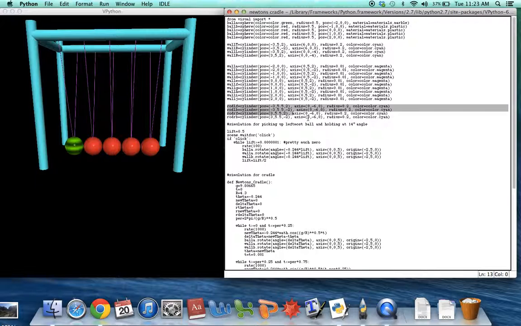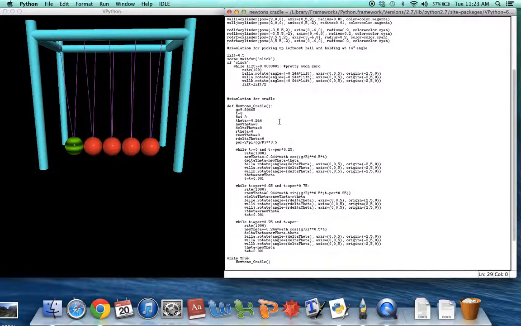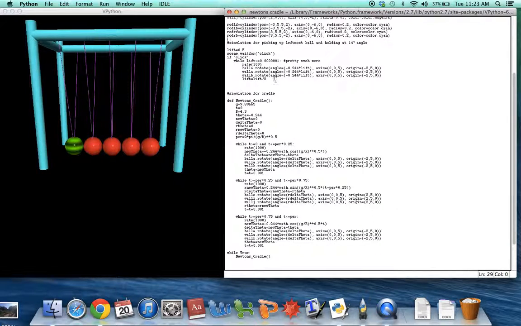Now we have the 4 vertical cylinders. I don't know why they're called rods. Okay, and they're here. Now we can talk about the 2 simulations. The first simulation is just for picking up the leftmost ball in a somewhat naturalistic way until it reaches a 14-degree angle. This angle is just between the ball and the y-axis.